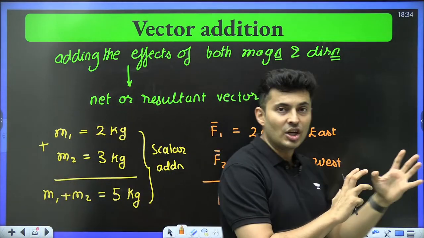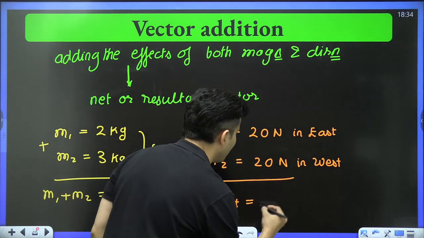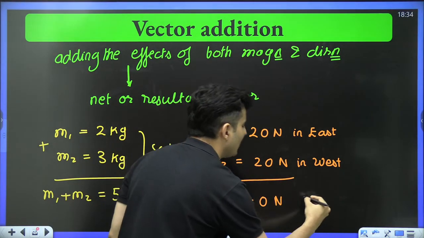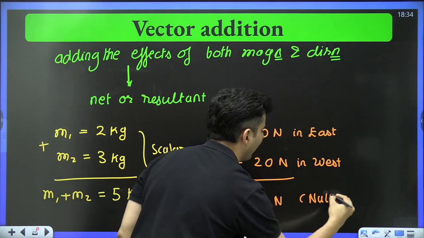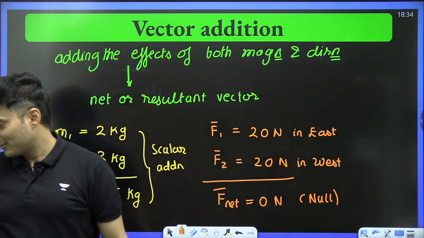20 Newtons east, 20 Newtons west. What is the total effect? I think this will be 0 Newton. Basically, it's a null vector. So that's what it is going to be. Nothing. They will cancel each other out.